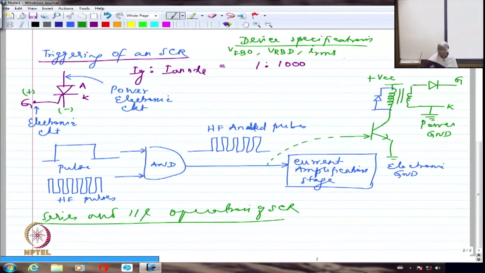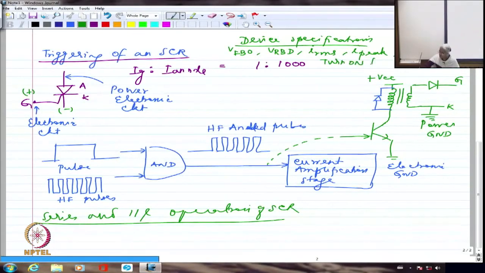Then they will give what is I peak it can withstand, for any device. And then they will say what is VGK that is needed for triggering the device. Apart from that, they'll also say how much is IG, the gate current that is needed. Then there is one more thing which will be coming out as turn on time.